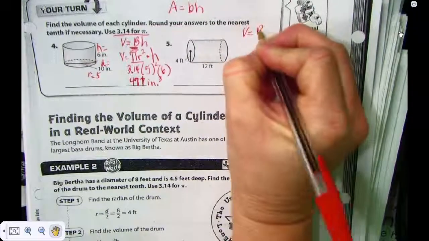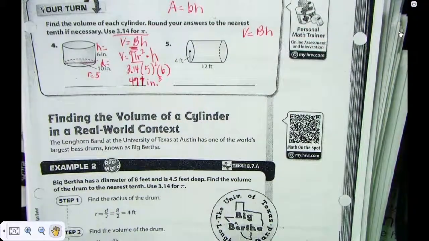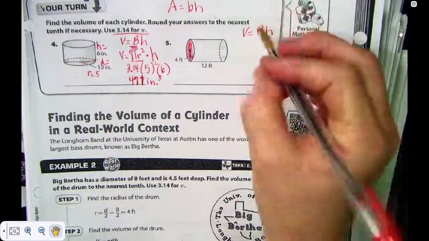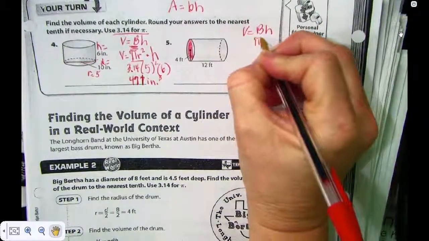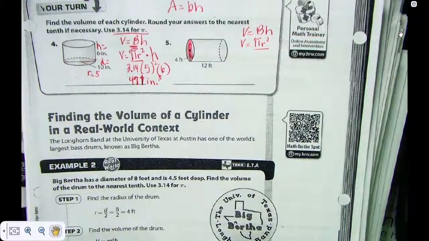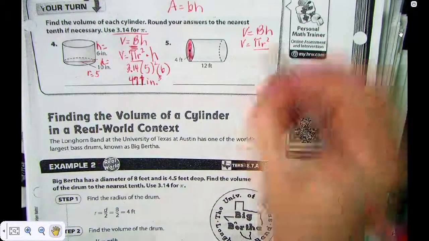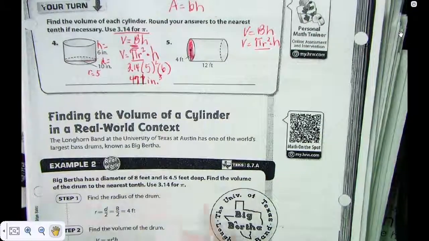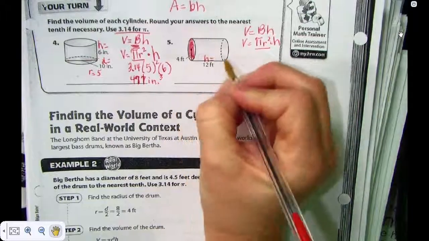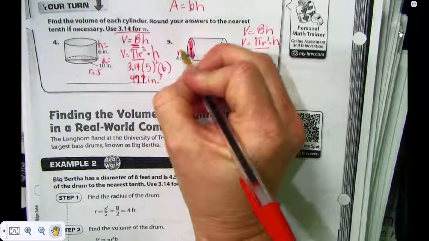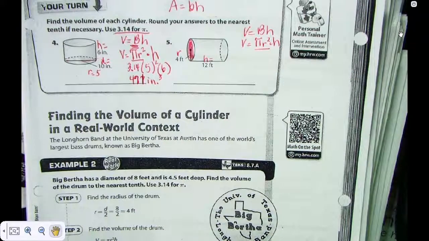It's a cylinder. The base is a what? Circle. Always go look and say, hey, what's my base? My base is a circle. Now let's go over here and label. What's 12? It's the height. Height is 12. What's 4? The radius. Sometimes they give you the radius, sometimes they give you the diameter.